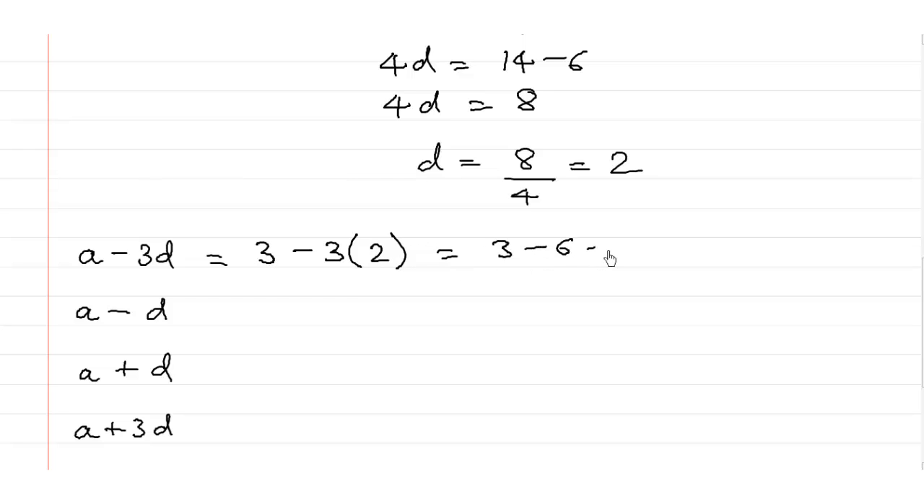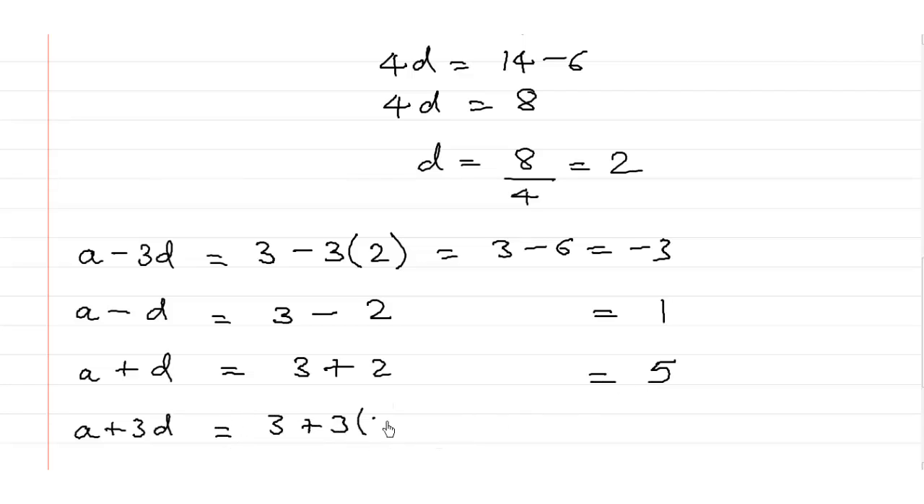That is 3 minus 6, which is negative 3. Similarly, 3 minus 2, which is 1. Then we have 3 plus 2, which is equal to 5. And then the fourth number is 3 plus 3 into 2. We substitute, and we get 3 plus 6, which is equal to 9. So if you see properly, the common difference is not actually 2 as we have expected, but it's actually 4.